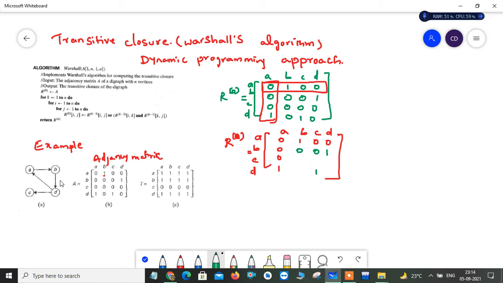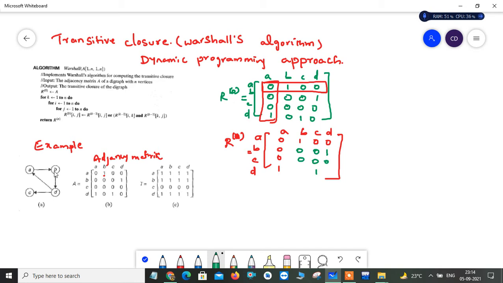So from C to B, if I am trying to find a path, there is no direct path. So I am trying to find one with A as an intermediate. With A as an intermediate, I cannot move from C to B. With A as an intermediate, I cannot move from C to C. With A as an intermediate, I cannot move from C to D. So simply all zeros.